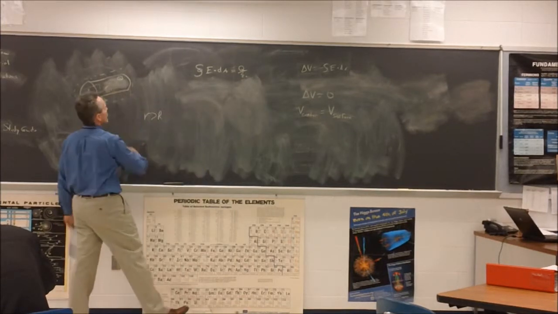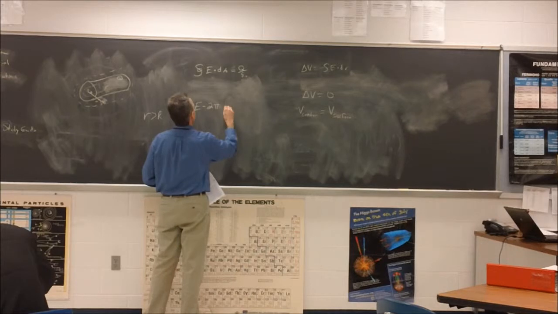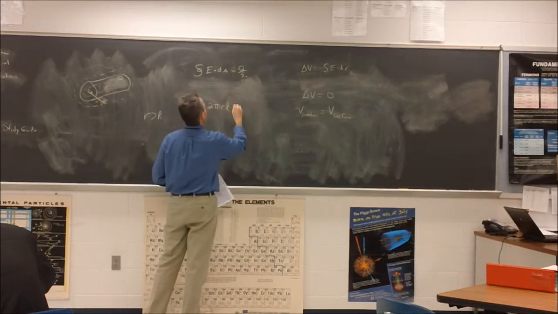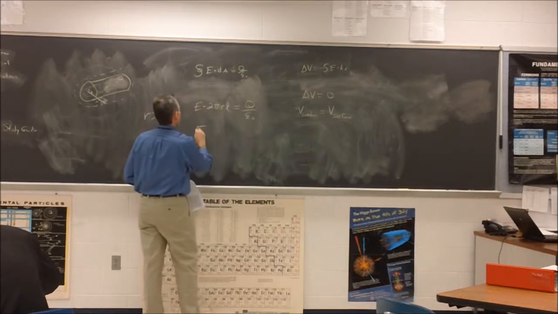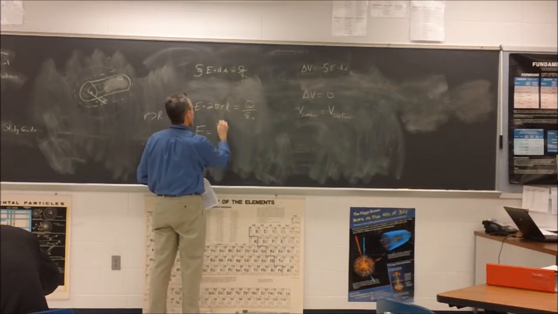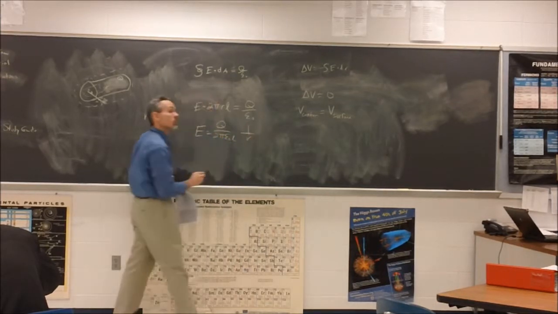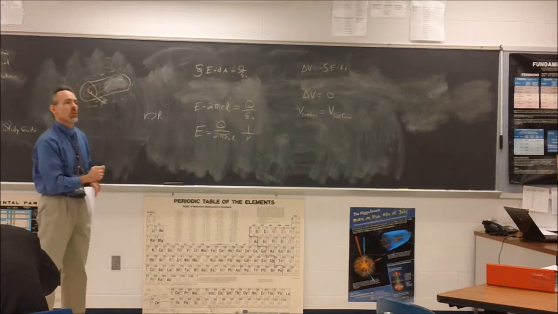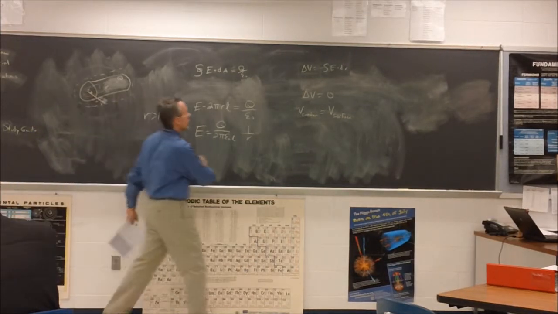I have my Gaussian already there, so it's going to be E times 2 pi little r L equal to Q over epsilon naught. That means E is equal to Q over 2 pi epsilon naught L times 1 over r. So how'd you do? Did you get it right? Okay.